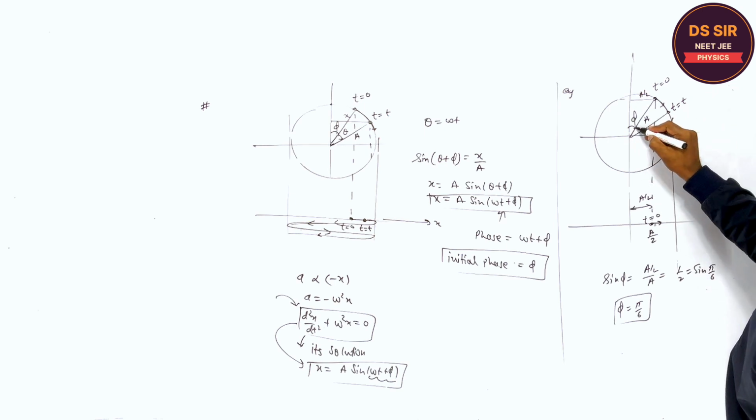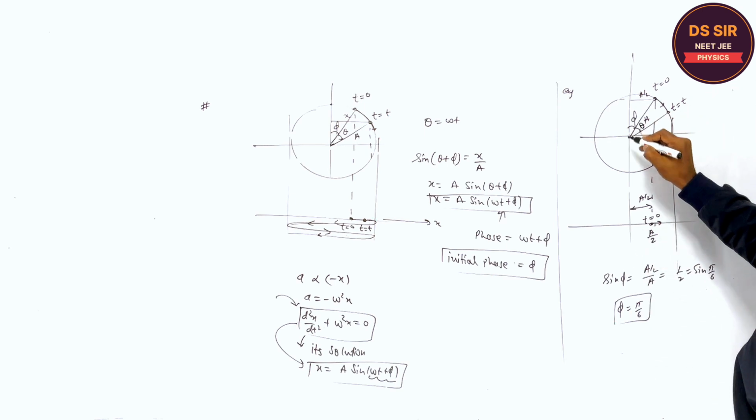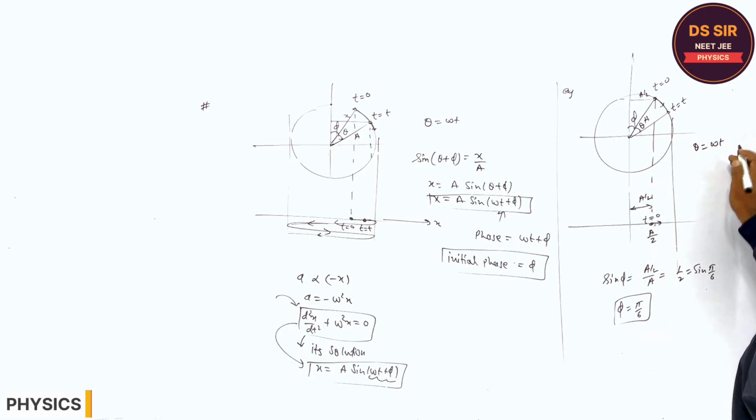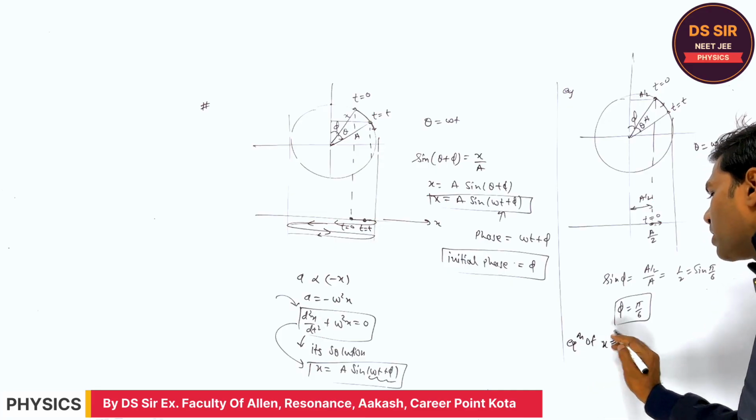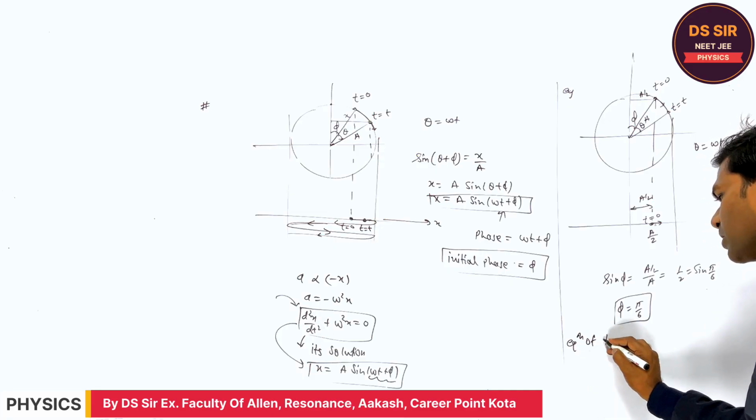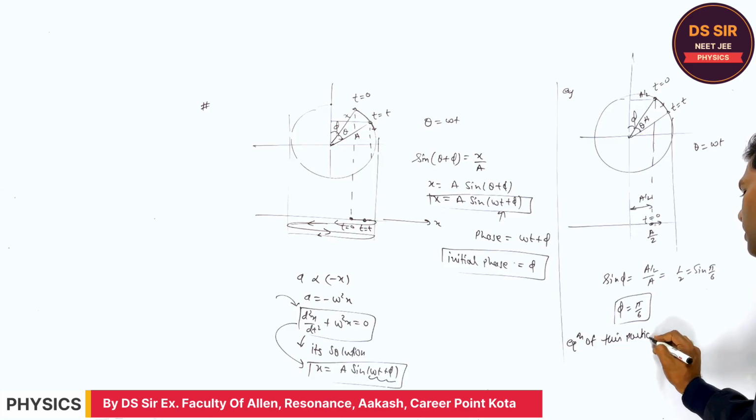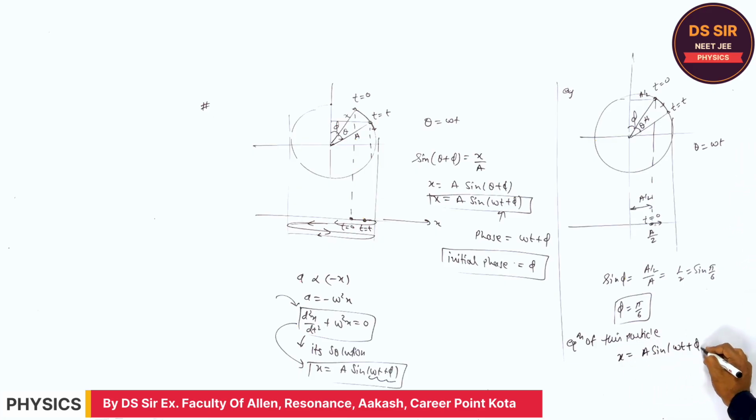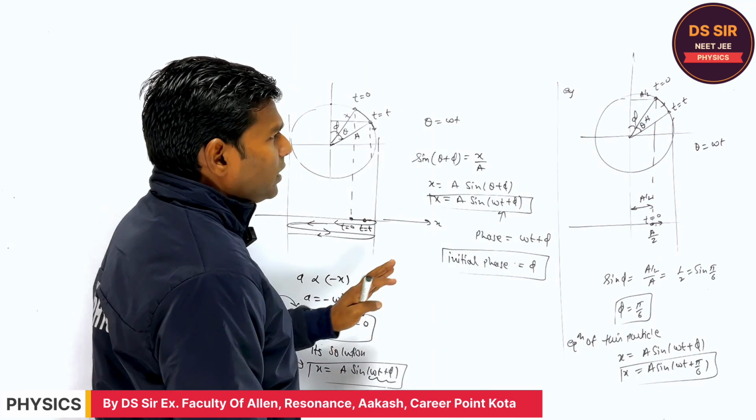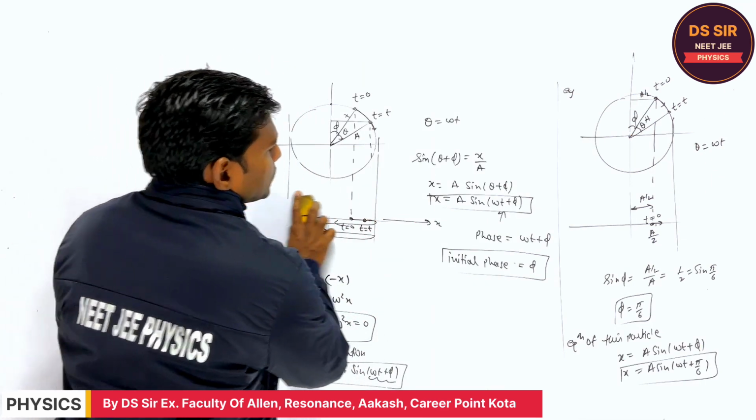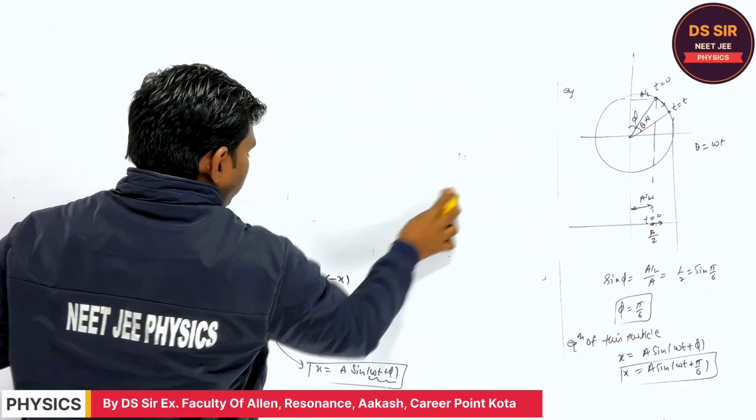It will subtend some angle theta which is equal to omega t. So you can write the equation of this particle. Equation of this particle is x is equal to A sine omega t plus phi. What is phi? A sine omega t plus pi by 6. Is it clear or not? Copy this. So we solve some questions, right, to understand the concept of phase.